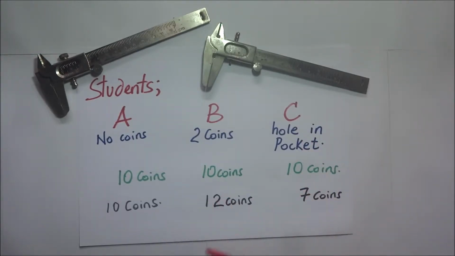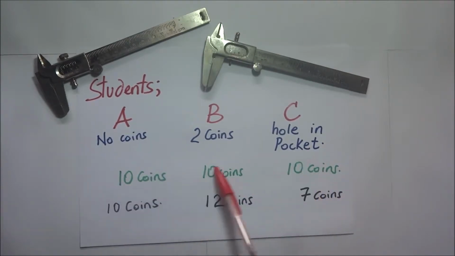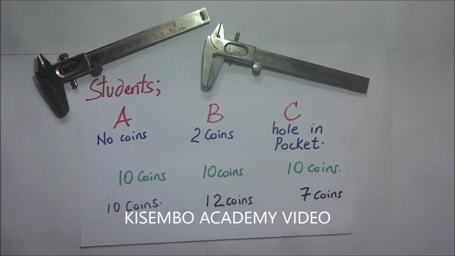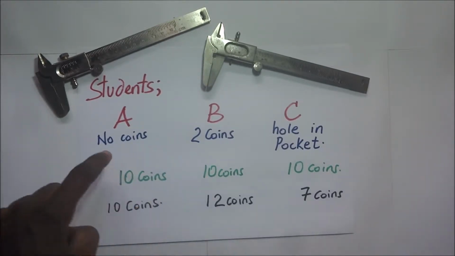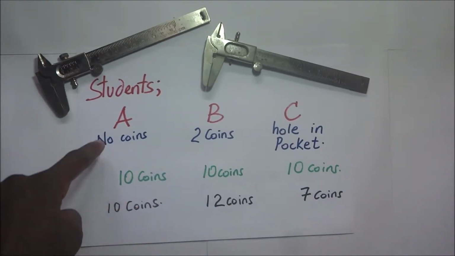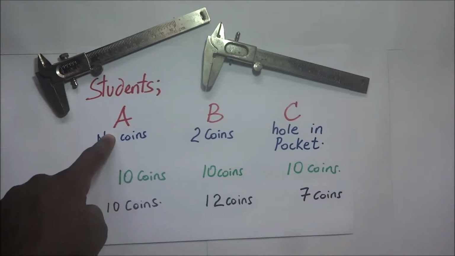So in order for him to be able to verify that this guy has 10 coins, there are some calculations he's supposed to make, and these calculations are dependent on the initial conditions of the pockets of these individuals. So the initial conditions of these pockets are the ones that are affecting the end result. And that is why the end result here is exactly 10, because the initial conditions here were no coins.